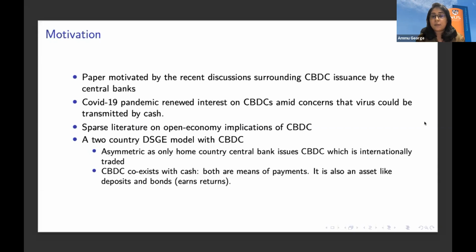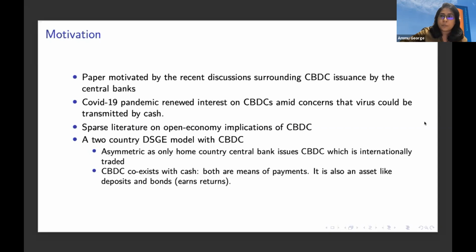So the paper uses a two-country DSGE model with CBDC, and the model is asymmetric in the sense that the central bank of only one country issues CBDC. However, CBDC circulates in both countries, so foreign ownership of CBDC is allowed. And CBDC also coexists with a lot of other monetary and financial assets. So CBDC and cash are the liquid assets, and other interest-bearing assets such as deposits, domestic and foreign bonds also exist in their model.